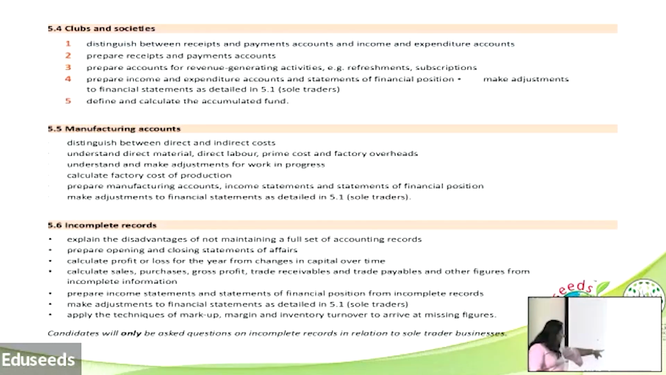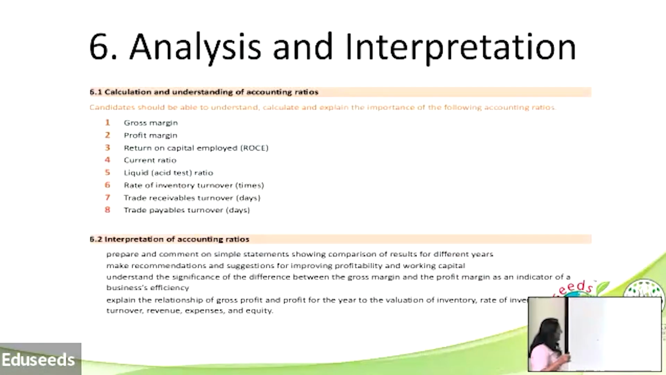Candidates will only be asked on incomplete records in relation to sole trader business. So don't worry about other types of organization. If there is any missing information, they will only test you at IG level for sole trader business. Okay, that's very easy, right? Sole trader only got 2, right? Income statement and also your statement of financial position. That's it. Make your life easier. Okay, so let's go to the next one.